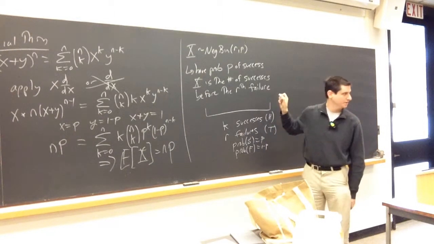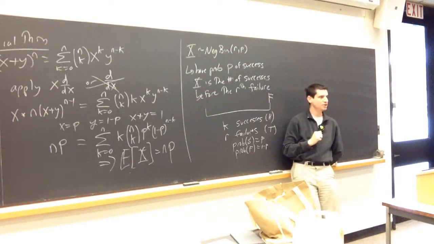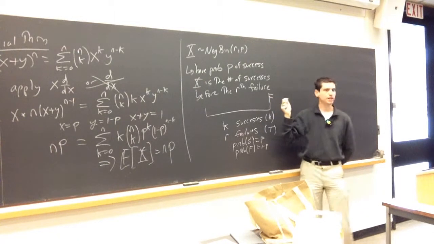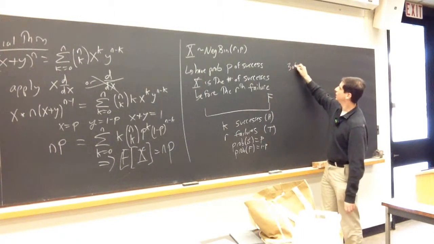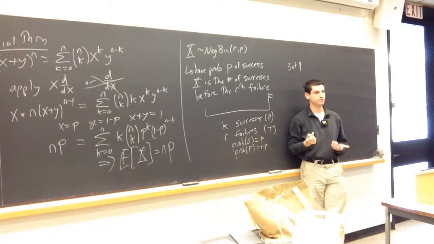The last one is a failure. Yes, because we're waiting until we get r failures. So we know we have to end with a failure. Did I talk in class about how good a team is if they've won 3 out of their last 4 games? Did we do that on the first day of class? So if I tell you a team has won 3 of their last 4, it sounds like the team is playing well. It sounds like they're playing 750 ball.